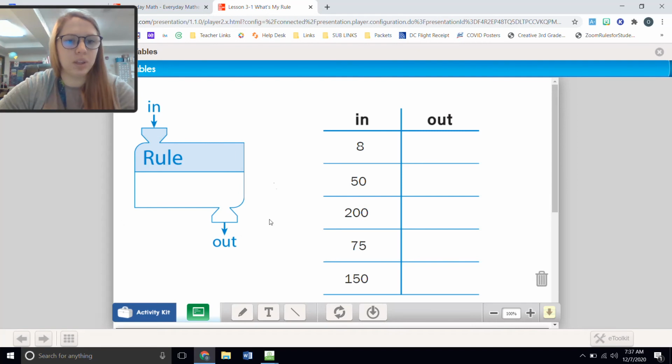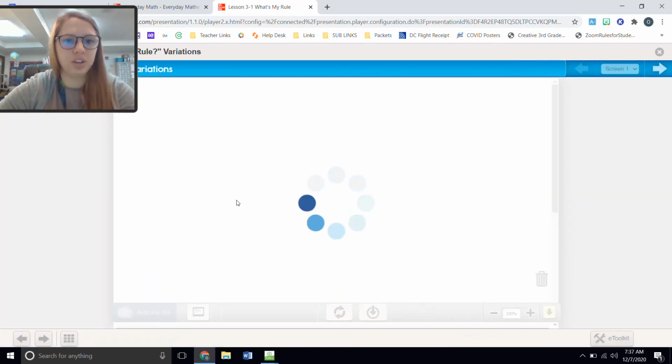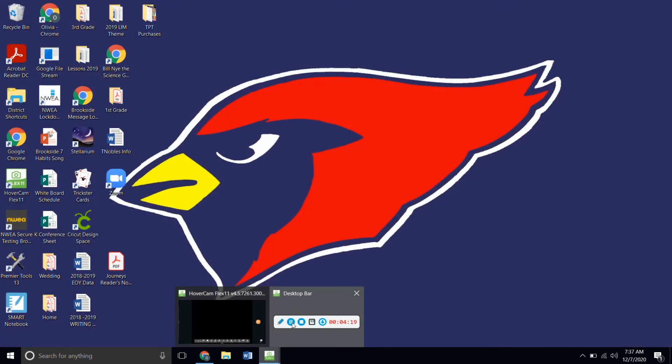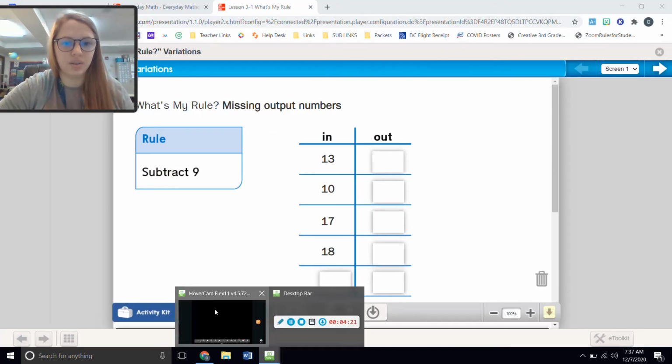All right, remember this little function machine? Our input goes in at the top, you follow the rule, and then you get your output. So over here, if we had our function machine, you would put in 13 and subtract 9. Your output will be your answer. You put in 10, subtract 9, and that will be your answer. Now I am going to pause this really fast.